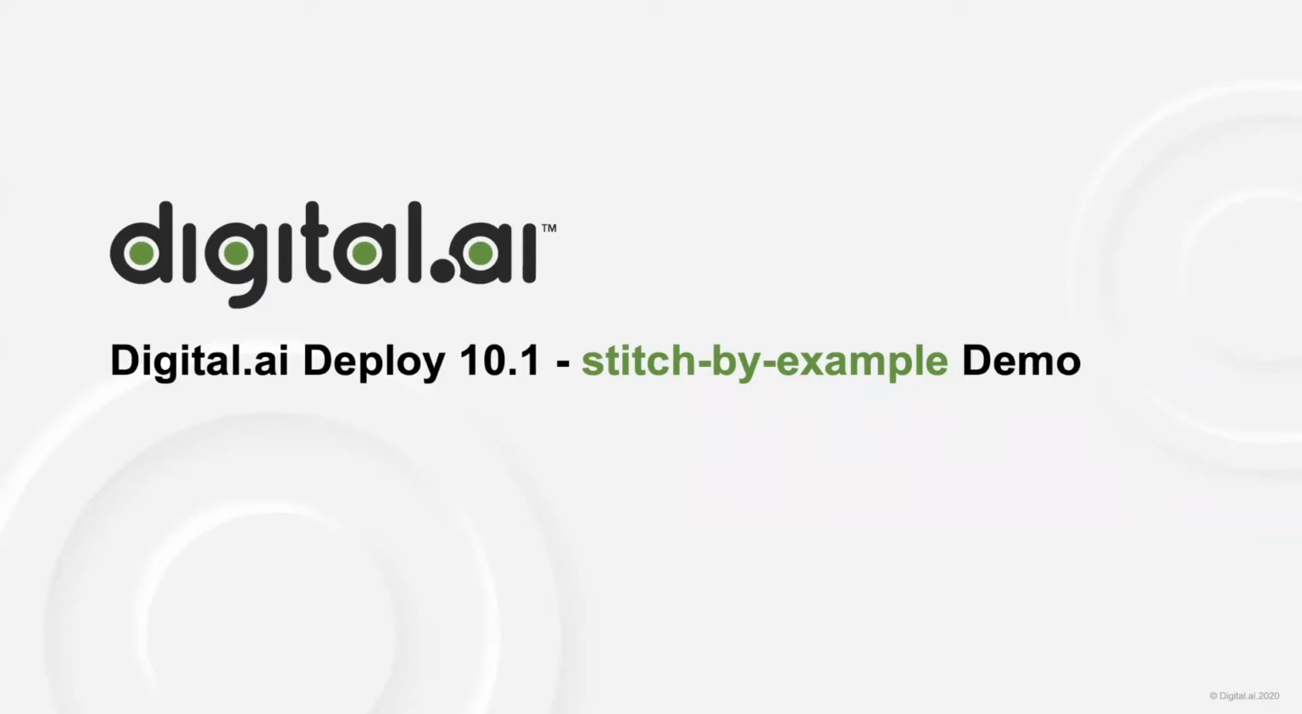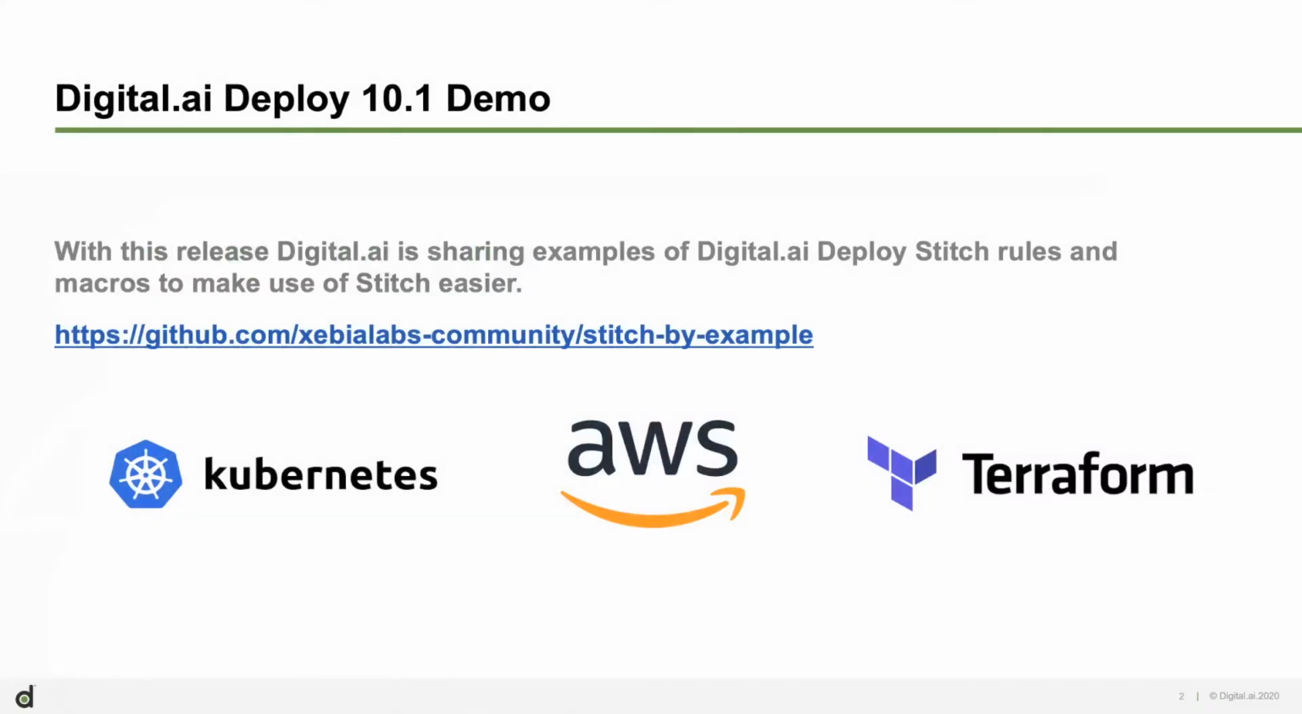We have just released Digital.ai Deploy 10.1. This is the Stitch by Example demo. With the release of Digital.ai Deploy 10.1, we've also included a community repo that has some Stitch by Example examples of rules, and you can check these out and use them. I'm going to cover a couple of them today. We're going to talk about Kubernetes and AWS using Terraform.